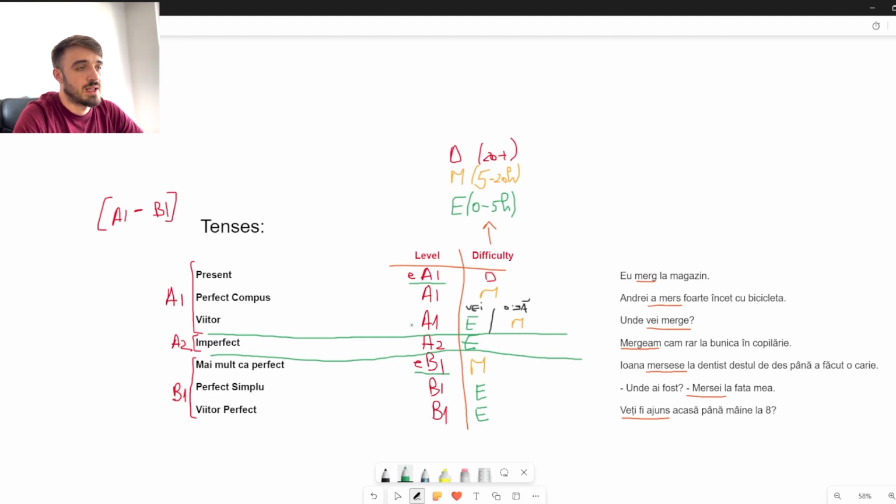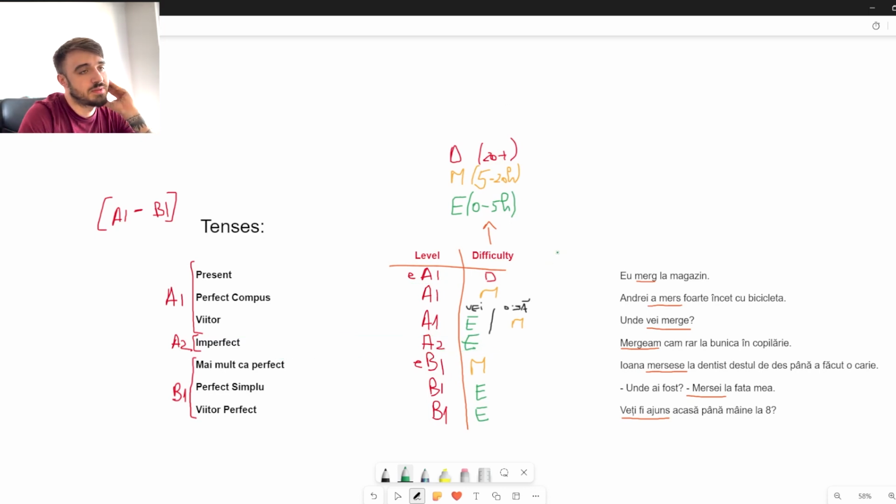And also what that means is that if you want to learn future before past, that's fine. If you want to learn viitor perfect before perfect simple, that's also fine. But start with present and mai mult ca perfect when you get to A1 and B1. Apart from that, the difficulty is again very much dependent on your background, the languages that you know and the resources that you have. So it really depends. This can be a bit longer, but those estimations are based on an average.